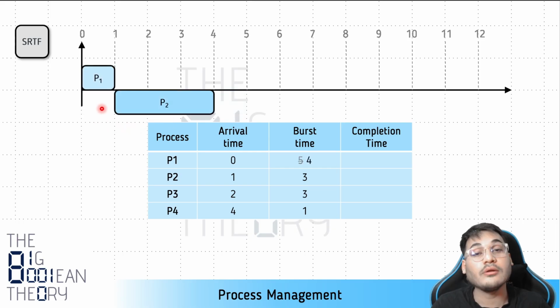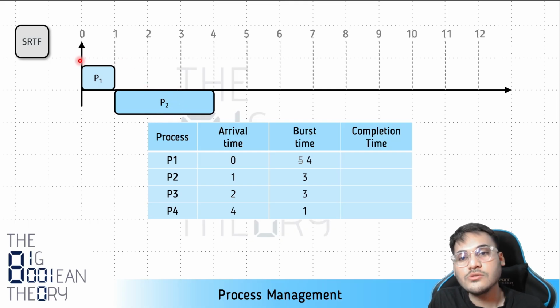And till when will process P1 be allowed to run? Process P1 is allowed to run for 1 millisecond. Although it has a burst time of 5, we will not let it run for the entire 5 milliseconds, because at t equals 1, a new process, that is process P2, arrives in the system. As you can see, at t equals 1, process P2, which has a burst time of 3 milliseconds, has arrived in the system.